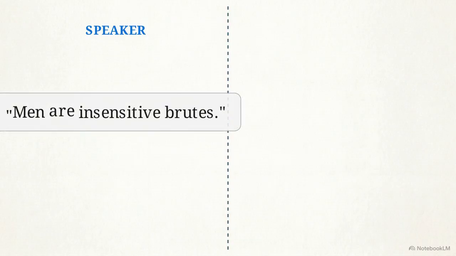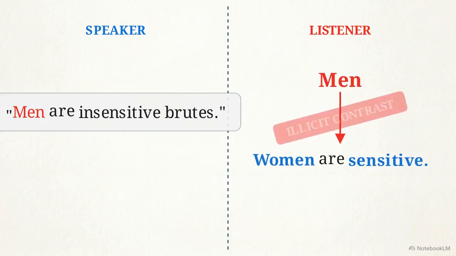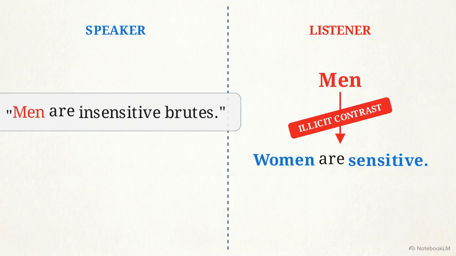Looking at this split comparison, the speaker makes a general claim on the left. On the right, the listener commits the fallacy by isolating the word men and deducing that the speaker is making a hidden claim about the sensitivity of women.